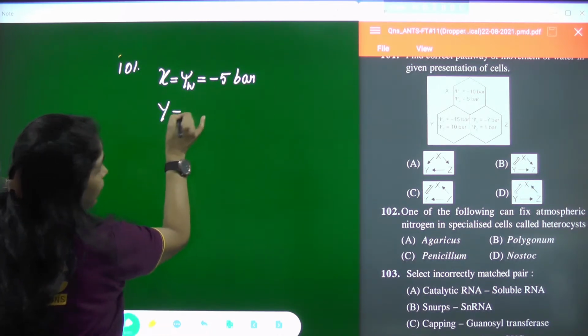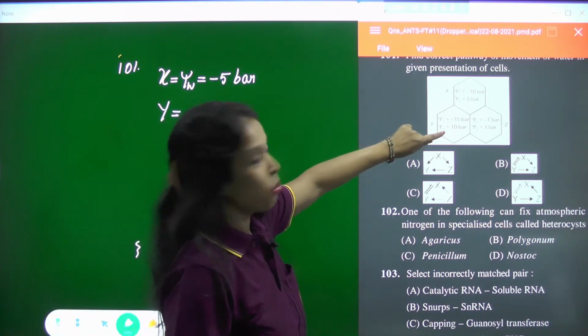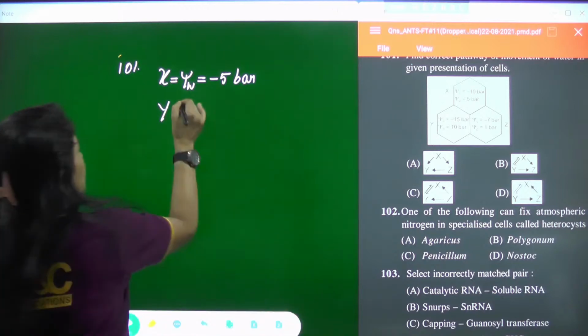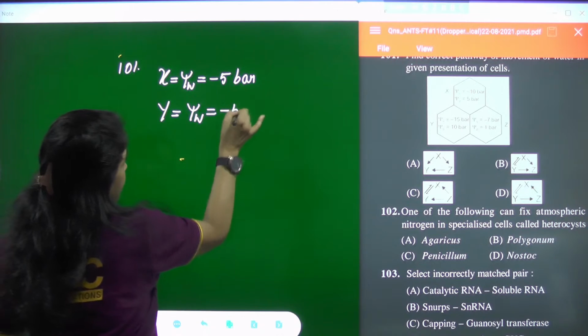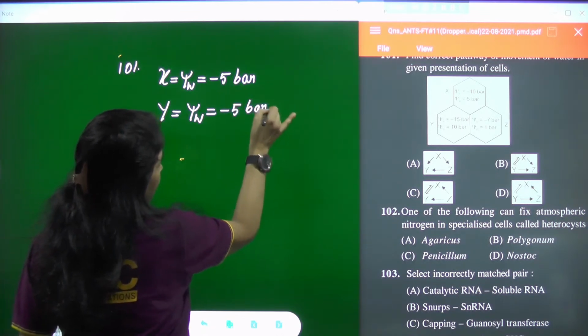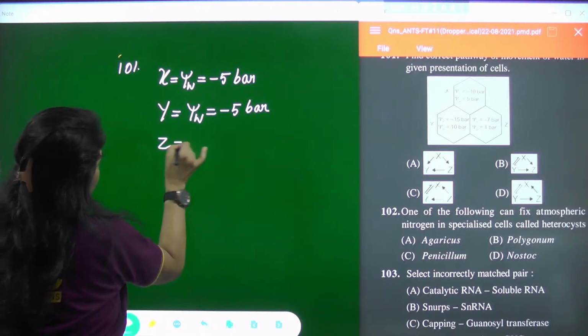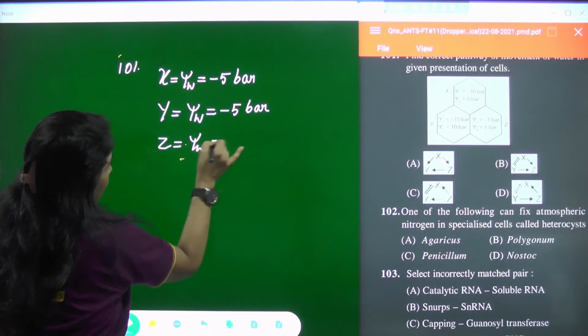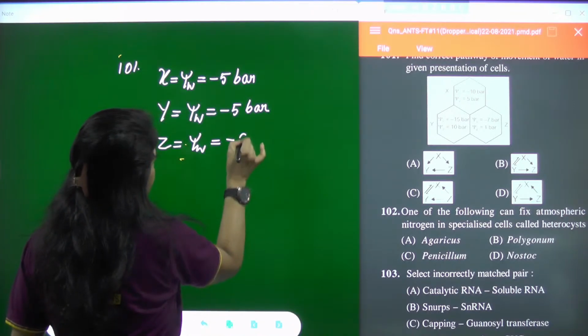In the Y cell, another cell, solute potential is minus 15 and pressure potential is 10. So water potential will be how much? Again it is the same value, minus 5 bar. Another cell Z, what will be the value of water potential? This is minus 7 plus 1, that is minus 6 bar.